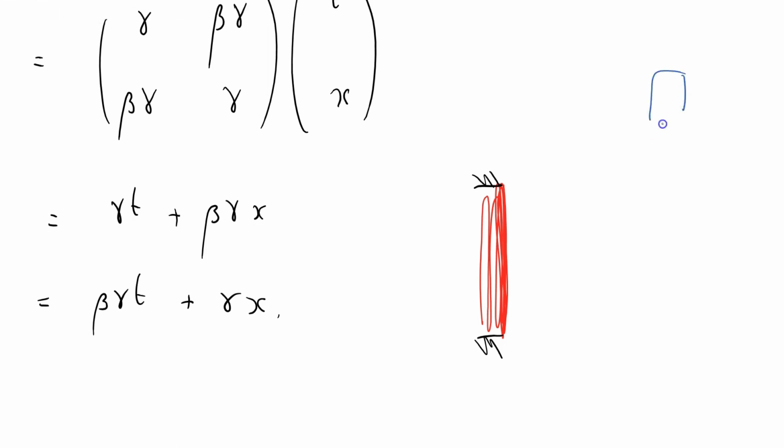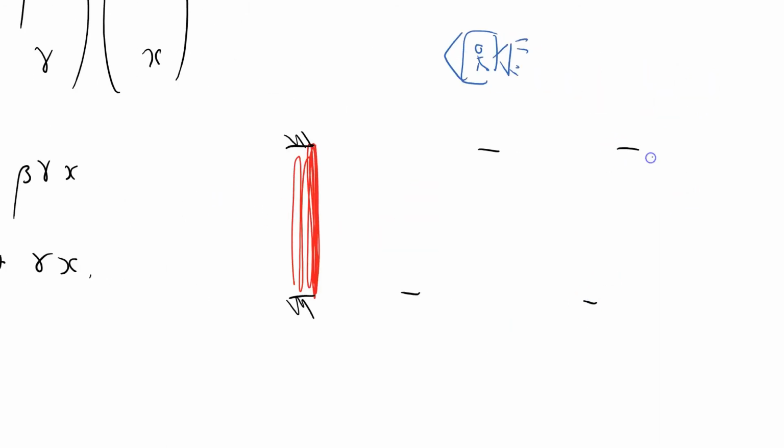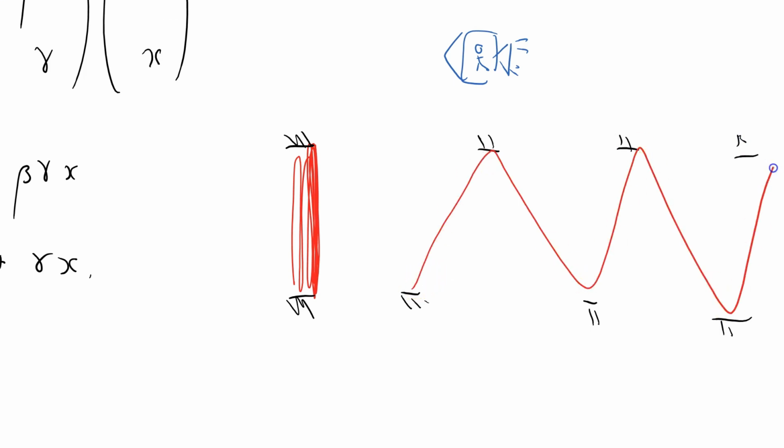Here's my friend in his spaceship. What does he see? He sees this. He sees the mirror moving backwards because he's going right to left, so the mirror's going left to right. There's the mirror. What does the photon look like to him? The photon looks like this.